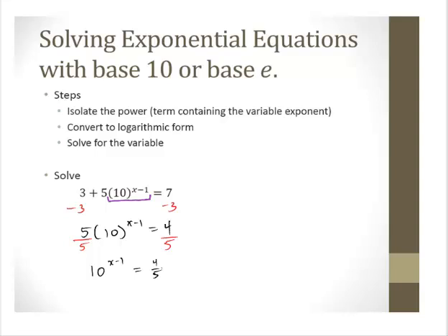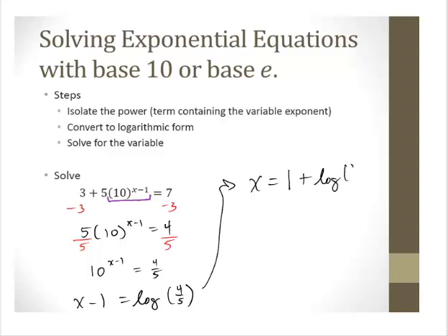Now I'm going to convert to logarithmic form. Since this is base 10, I can use the common logarithm. So then I would have x minus 1 is equal to the log of 4/5. Adding 1 to both sides, x is equal to 1 plus the log of 4/5.